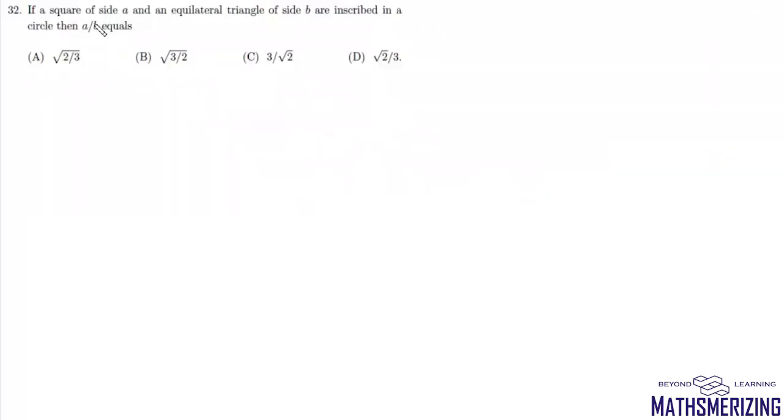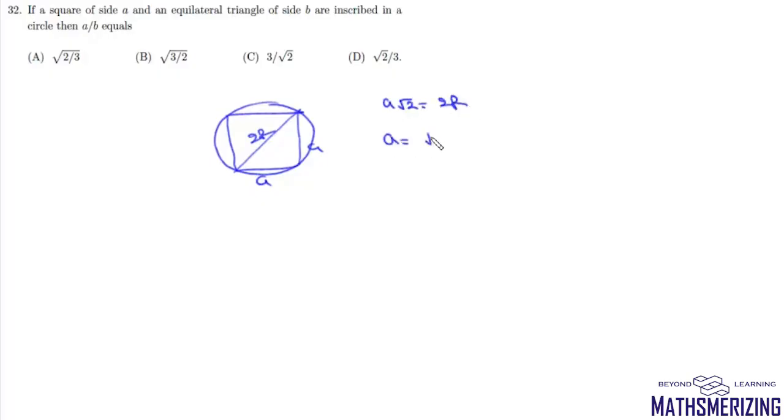Now question number 32 is, a square of side A and an equilateral triangle of side B is inscribed in a circle, then A upon B is. So we have a circle whose radius is say R. Now if a square is inscribed in the circle, then this is A, this is A, this is diameter 2R. We can write A root 2 equals 2R. Then the value of A is root 2 R.